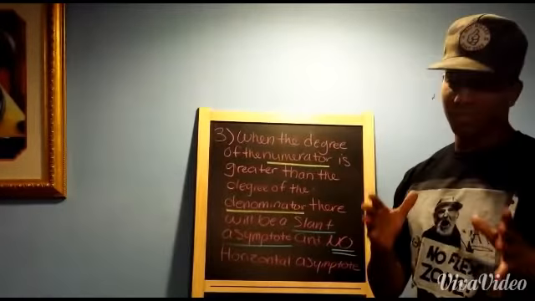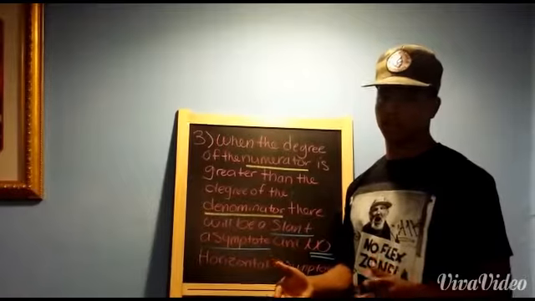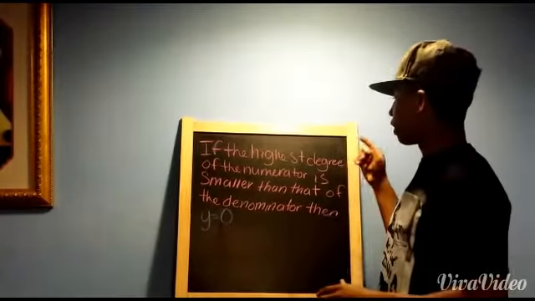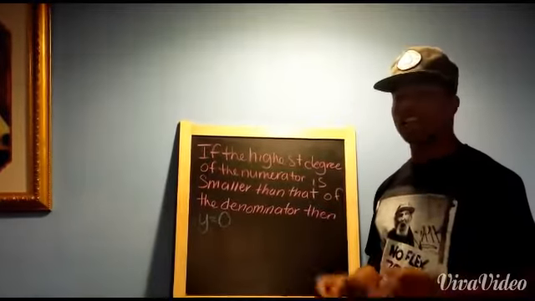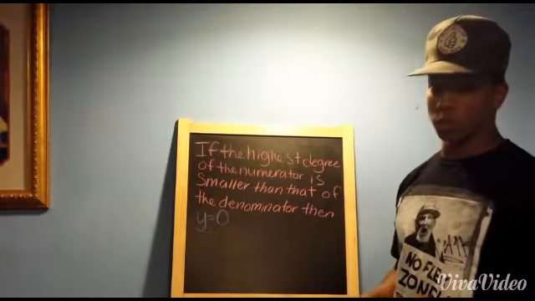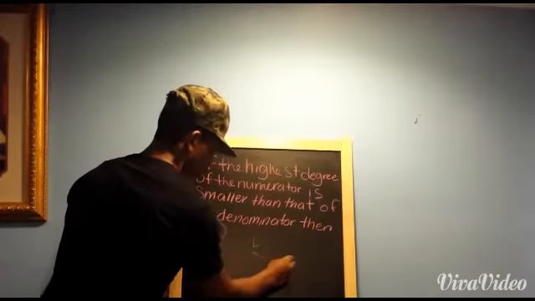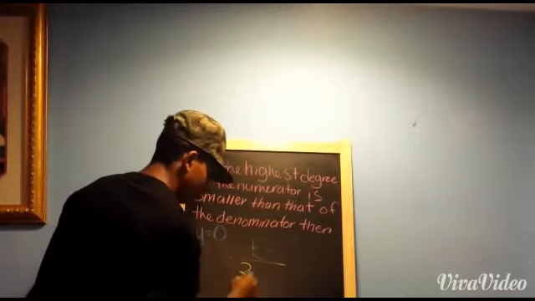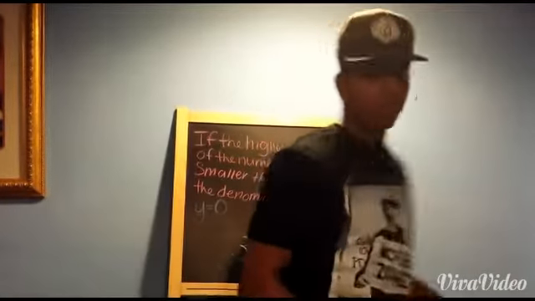So if you want to find information on that, you're going to have to watch Kufi and Sam's video. When the highest degree of the numerator is smaller than that of the denominator, y will equal 0. Alright? So we're going to go through an example where we have 5 over 3x plus 2. Okay?